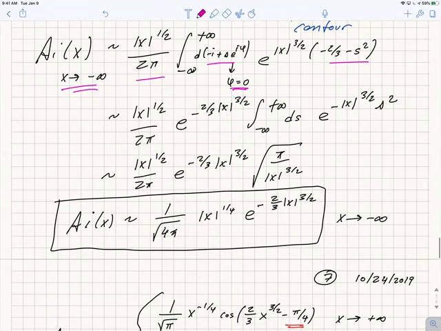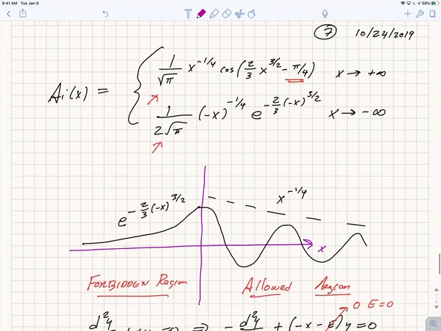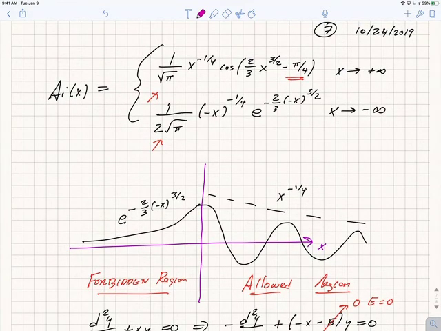And here's the form of the Airy function, the asymptotic expansion for the Airy function as x goes to minus infinity. The overall factor is completely determined, but notice that it's a decaying exponential instead of an oscillatory function. So here is the form of the Airy function both as x goes to plus infinity, where it's oscillatory, and as x goes to minus infinity.